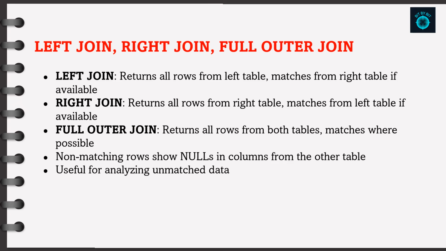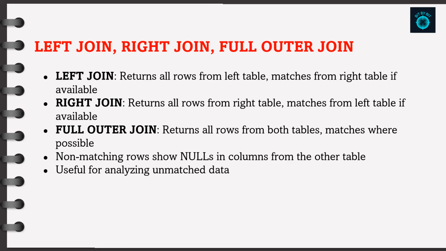Left join, right join, full outer join. When you join tables, you don't always want to see only matching rows. A left join starts with all rows from the left table and includes matching rows from the right table if they exist. If there's no match, the right table's columns will contain null values.